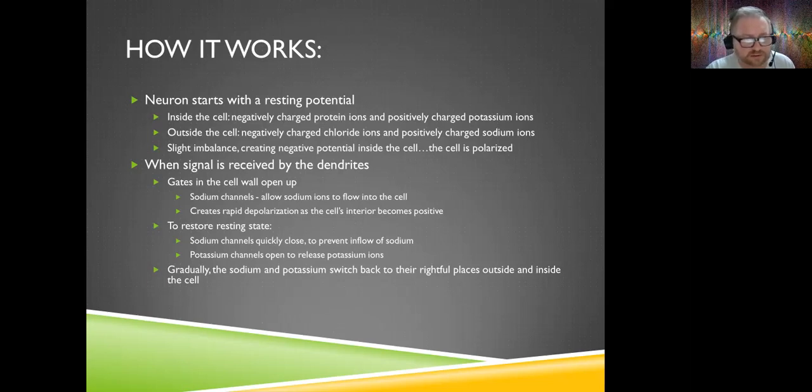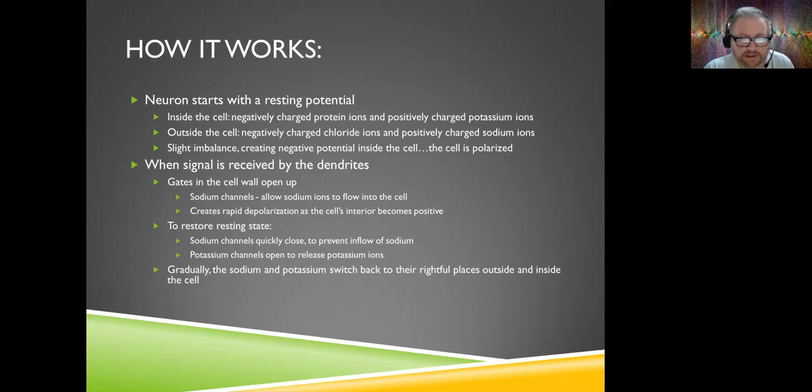Well, this is going to cause these gateways in the cell to open up, not just like the one that we just saw, but there are other specialized gateways that are called sodium channels. And these are special channels or gateways or doors in the cell membrane that only let sodium ions pass through, because sodium ions actually have a particular shape and only sodium can fit through these things.